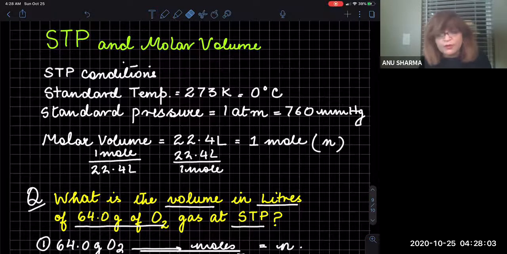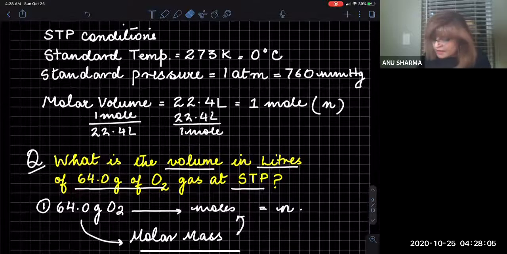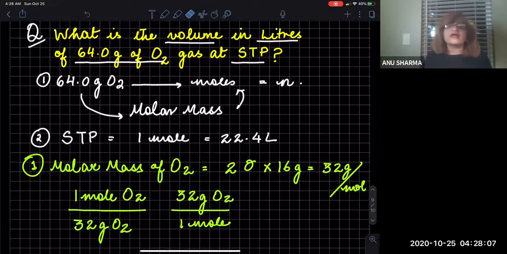So let's solve this problem here. We are given a problem which is asking what is the volume in liters of 64.0 grams of oxygen gas at STP. So what are you going to do first? You are first going to convert the 64 grams of oxygen to moles using the molar mass. Next, you are going to write down what the STP figures are you going to use.